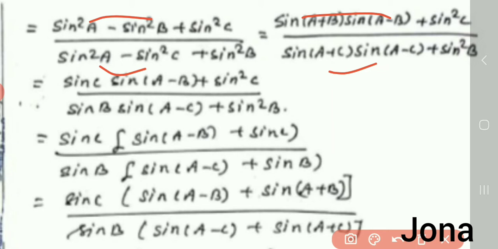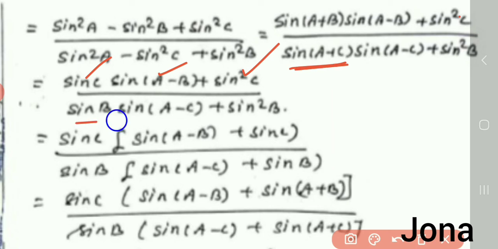And then this A + B can be written as π − C, isn't it? So sin(π − C) is nothing but sin C only. So I can have this sin C into sin(A − B) plus this sin² C divided by, here also for this sin(A + C) I can have sin B, from π − (A + C). It's nothing but sin B. Keep the remaining things as it is now.